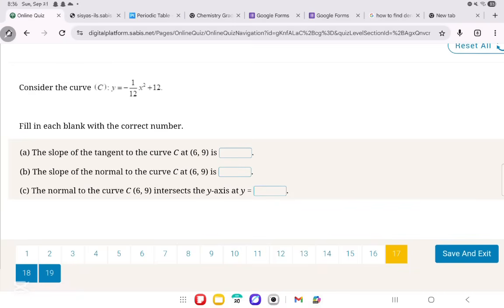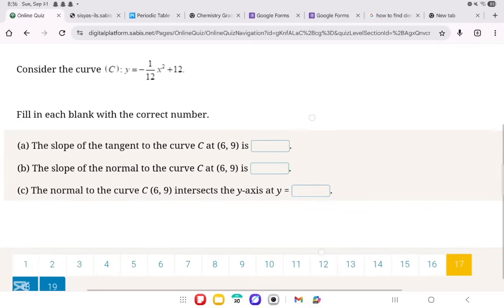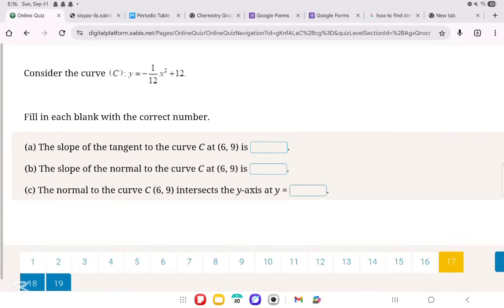Now we'll move on to the next question, which is question number 17. It says, consider the curve C, y equals minus 1 over 12, x squared plus 12. The slope to the tangent of the curve. How do we find the slope of the tangent? Very simply, you would take the derivative. Now I'm mixing up discriminant and the derivative.